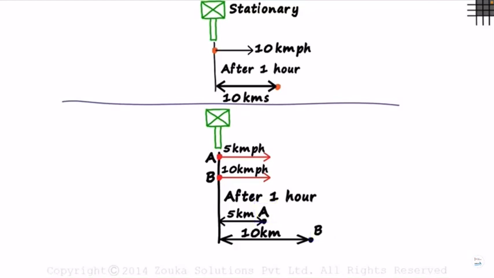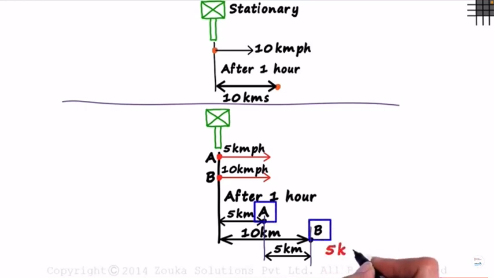So we have to find the distance between A and B after the first hour. If this distance is 10 and this one is 5, the distance in between will be 5 kilometers. What does this tell us? It tells us that the distance between them has increased by 5 kilometers after 1 hour. If they travel for 1 more hour, the distance between them will increase by 5 more kilometers. It will be 10 kilometers. So we say that the speed of B relative to A is 5 kilometers per hour.